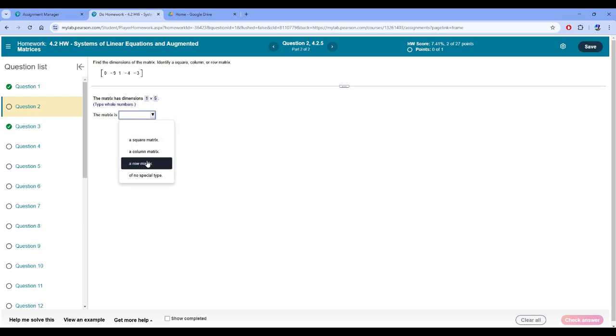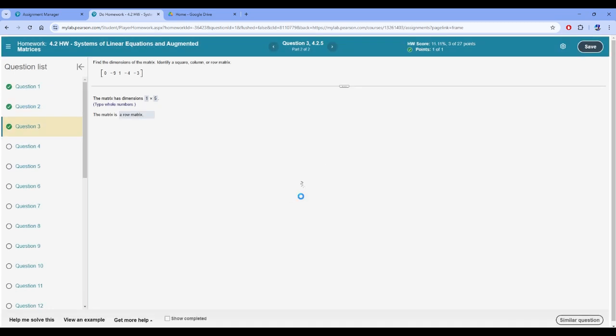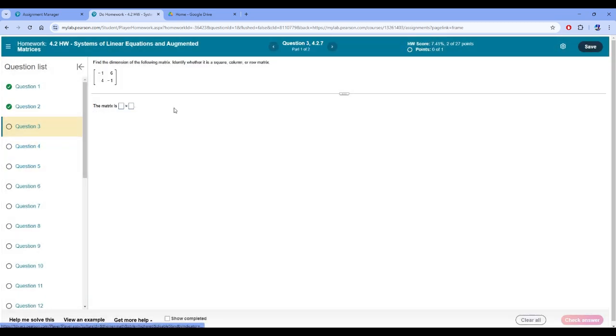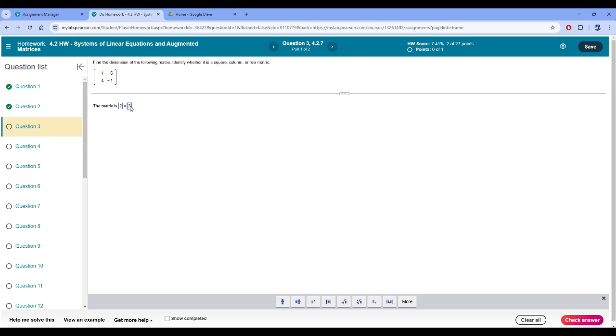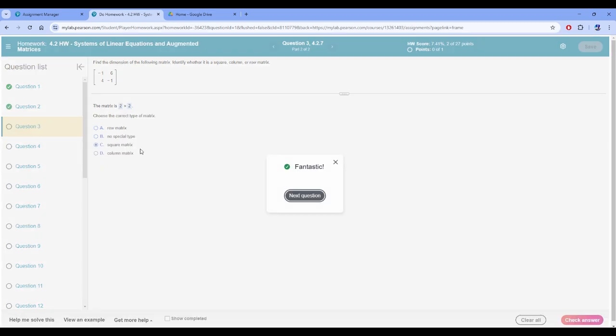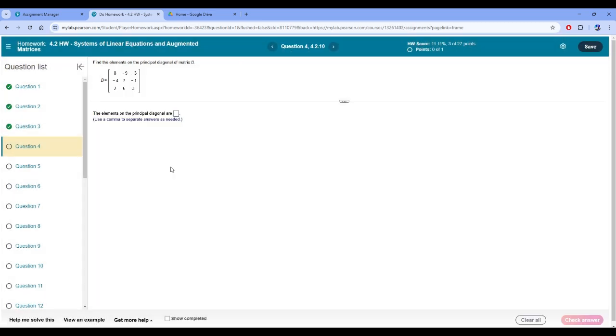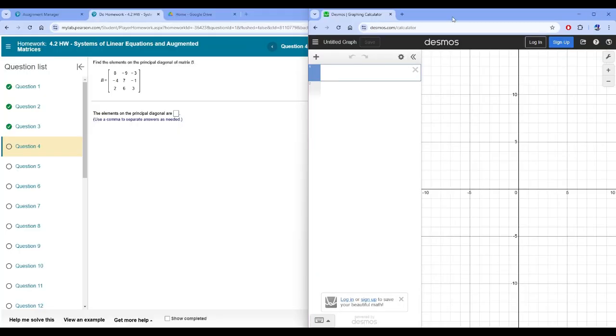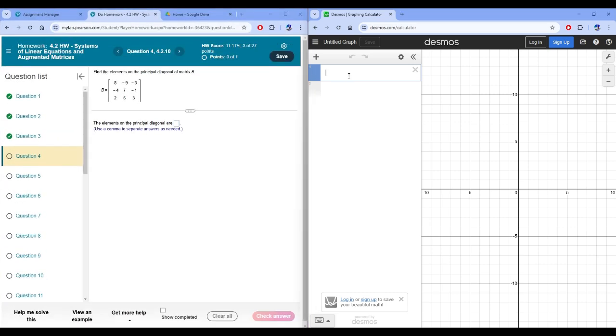This matrix is a row matrix. Dang it. This is a 2 by 2. And this one is a square. This one is, the elements on the principal diagonal are, I think you multiply this. 8 times 7 is 56. What's 56 times 3? Where's Desmos? 56 times 3. 168. Let's check.